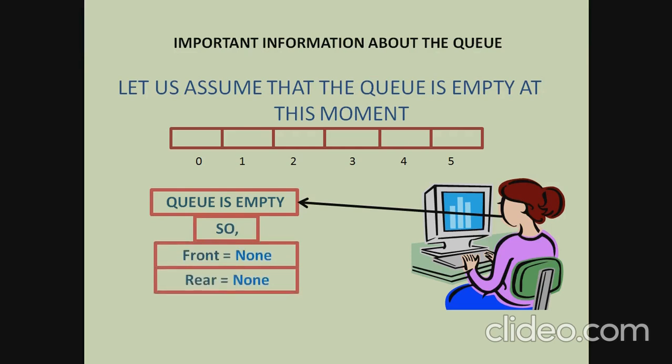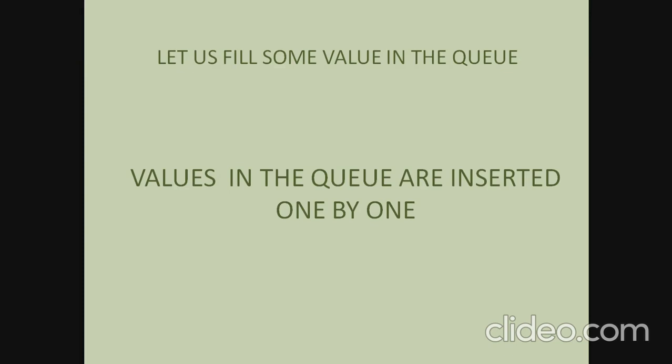Let us now fill some item in the queue. Now we all know that in this queue, items would be inserted one by one. That is, the first item which comes would take the 0th position. The second item which comes will take subscript number 1. The third item will take the place of subscript number 2. So that means one by one all these boxes will be filled, but the order of filling the boxes would be from the 0th subscript number, then 1, then 2, then 3, then 4 in this fashion.